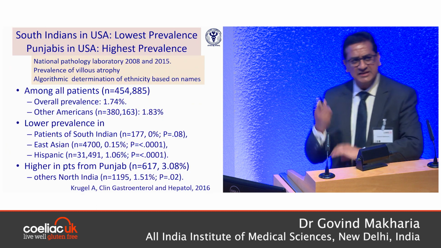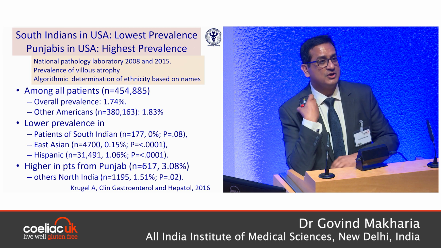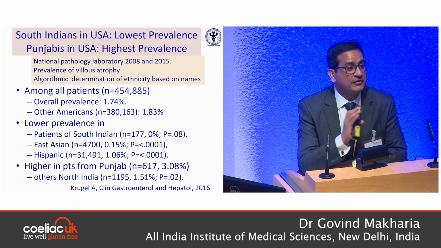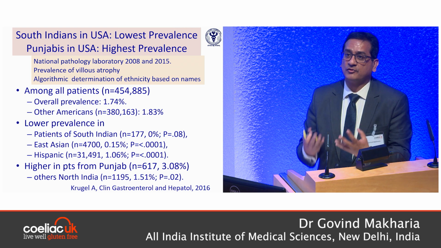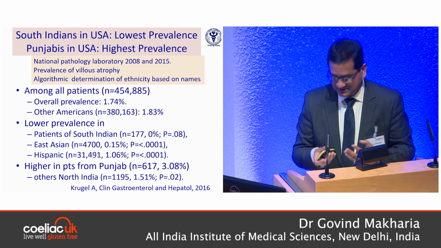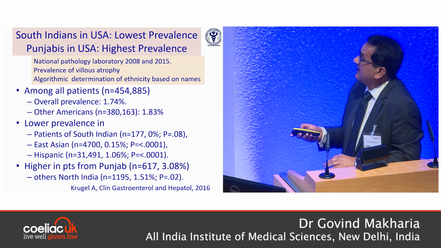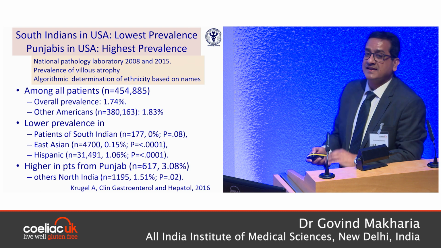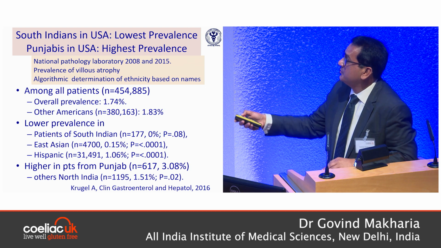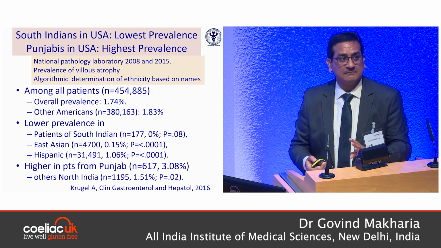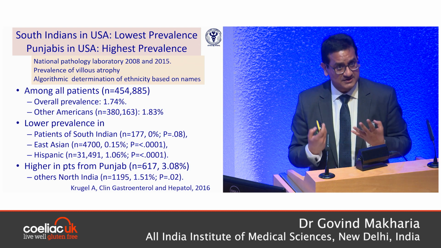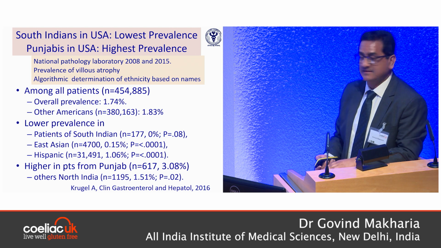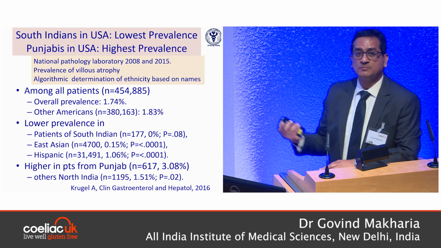Interestingly, a very interesting similar study was done in the US where 400,000 biopsies sent to a pathology lab were reviewed, and anybody who had villus atrophy was considered a marker of celiac disease. What they observed, very interesting, was that the prevalence of celiac disease in South Indians staying in the US was almost nil. What we observed in India too is similar: there were 177 South Indians staying in the US and none had celiac disease. That's true with East Asians also, the prevalence is 0.15.